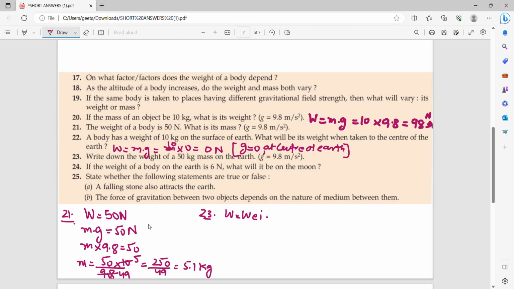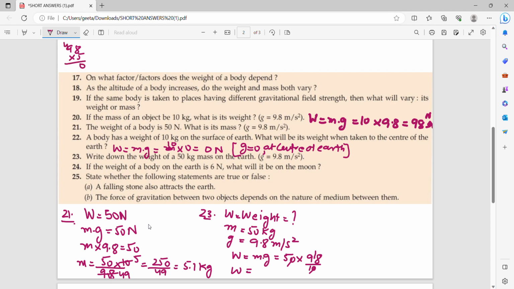In the 23rd question, we have to find out the weight. The mass is 50 kg, and acceleration due to gravity is 9.8 meter per second square. Formula of weight is small m into small g, which is 50 into 9.8. Remove the point. W equal to 98 into 5, which is 490. So the answer is, weight is 490 newton. Next, question number 24, please.